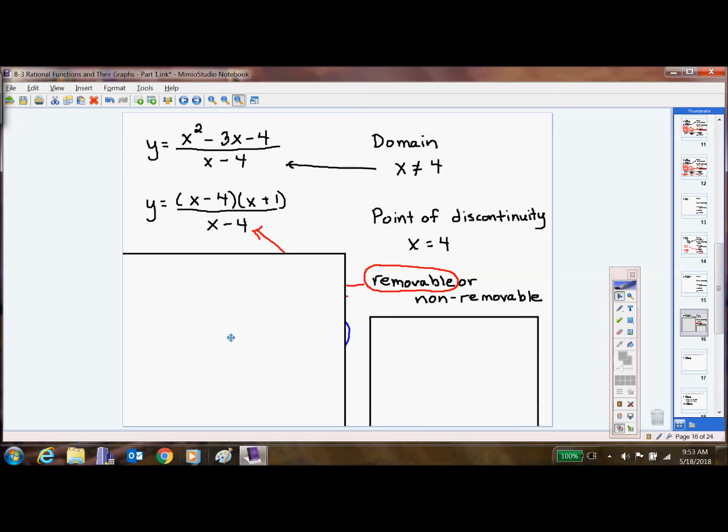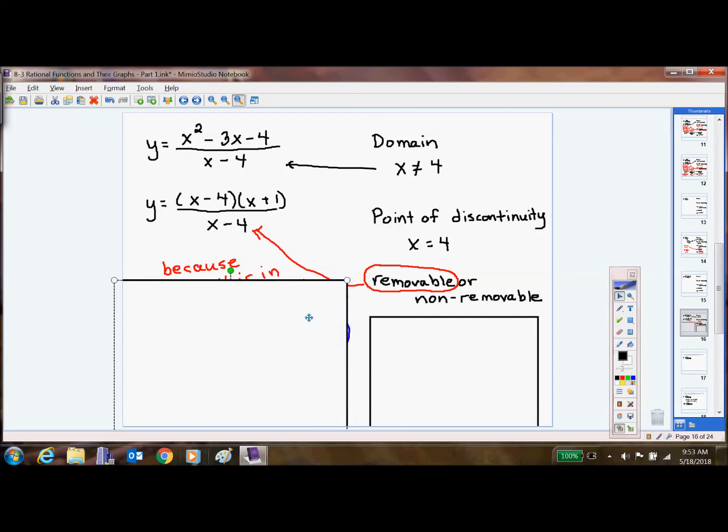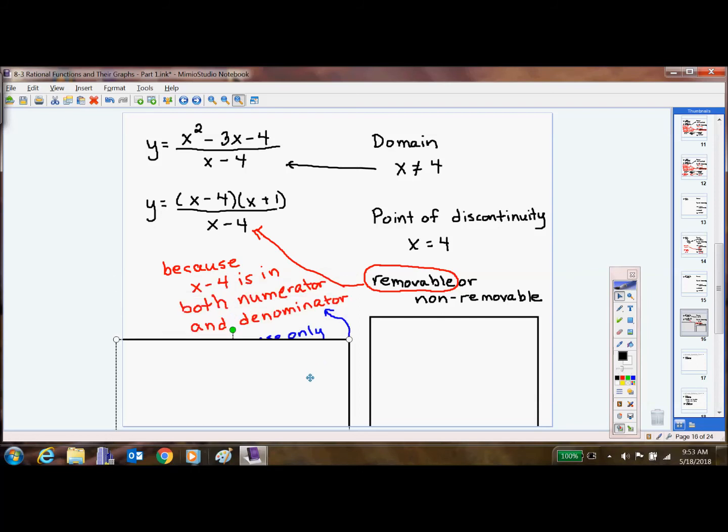So I've got removable circled here. Can somebody tell me how do I know that it's removable rather than non-removable? Yes. Good, because these could cancel out. So when they're canceling out, think of it as, the only thing that's left to graph would be this, which would make a line, there'd be a hole in it. So if the numerator and denominator part will cancel out, it's a removable point of discontinuity. So x minus 4 is in the numerator and the denominator on that.